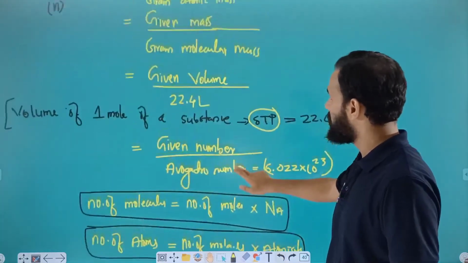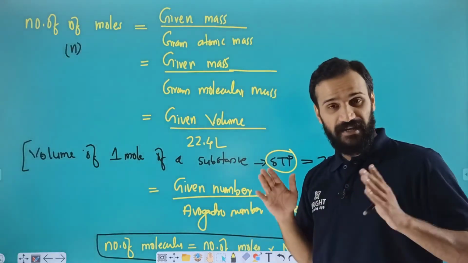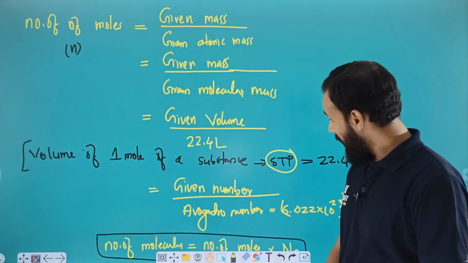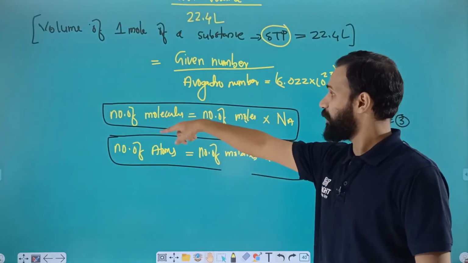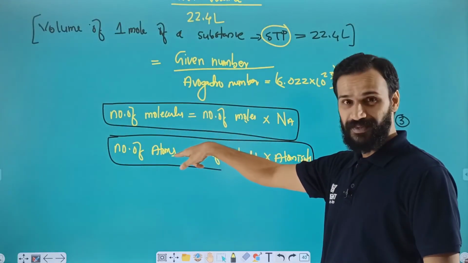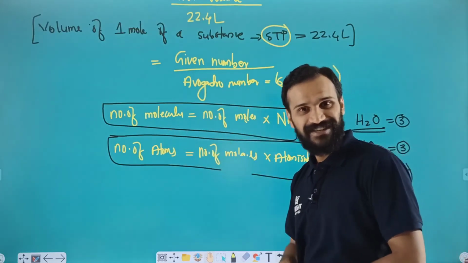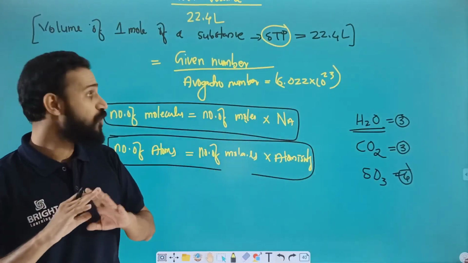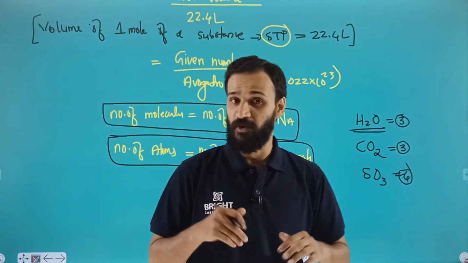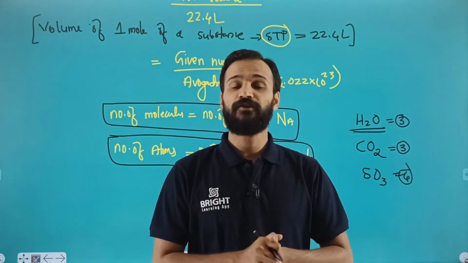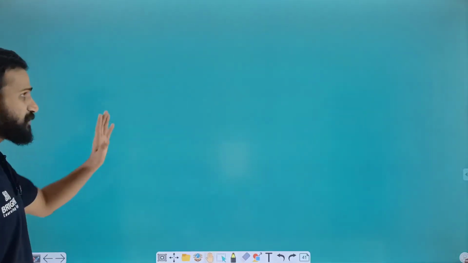Dear students, by using these 4 equations, we can calculate the number of moles. And by using the number of moles, we can calculate the number of molecules. And by using the number of molecules, we can calculate the number of atoms. Is it clear? So these are the most important equations we need related to number of moles. This is the most important area; you can expect a lot of numerical questions.